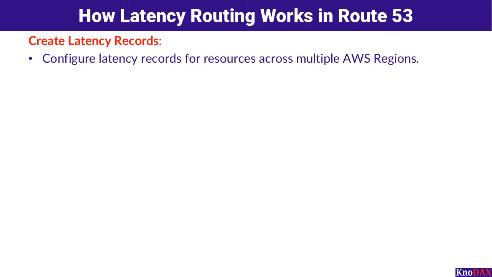Let's take a closer look at how the latency routing policy works in Amazon Route 53. First, you need to create latency records for your resources across multiple AWS regions. These records define how Route 53 handles queries for your domain.